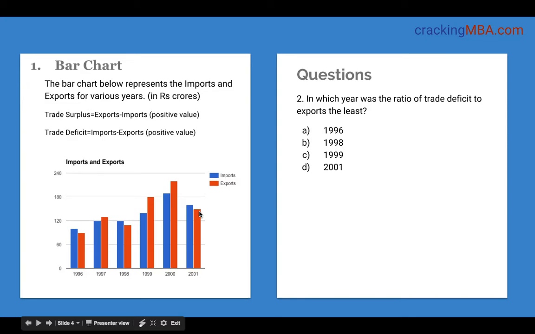And if you want to know when the ratio is least, if the numerator is the same, the trade deficit is the numerator and the denominator is the exports.